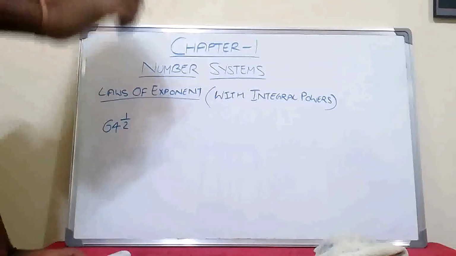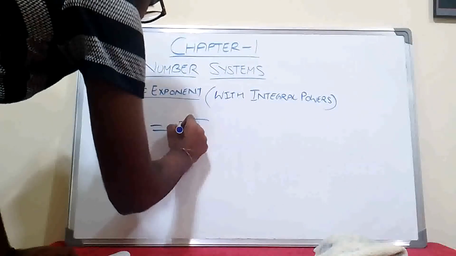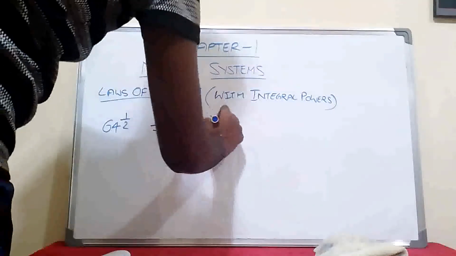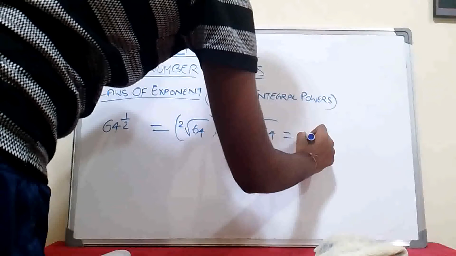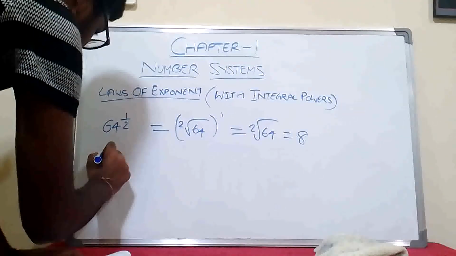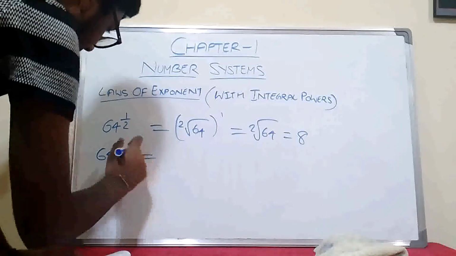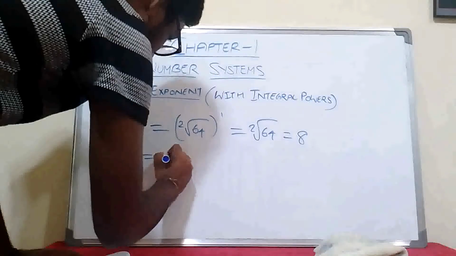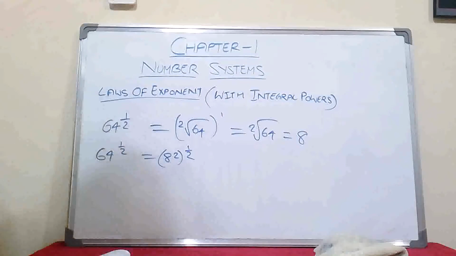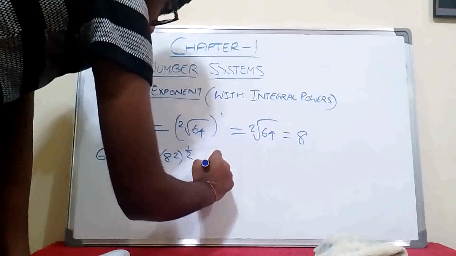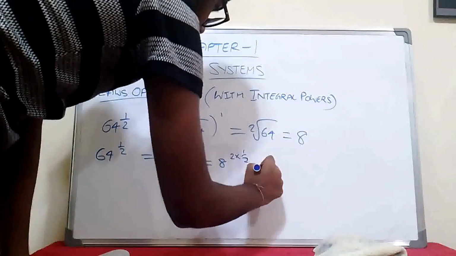Here we can solve it in two methods. First method is, as we have learned, 64 to the power 1 by 2, so it will be the square root of 64, which is 8. Another method is, 64 to the power 1 by 2, where 64 can also be written as 8 square. So 8 square to the power 1 by 2. As we have learnt, a to the power m to the power n, we will be multiplying the two powers. So it will be 8 into 2 into 1 by 2, which equals 8.